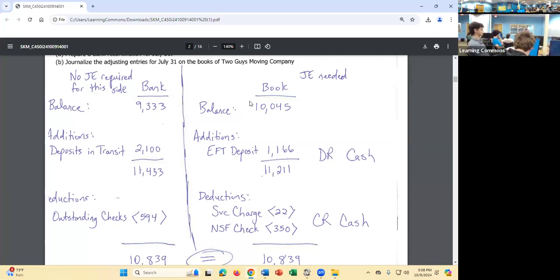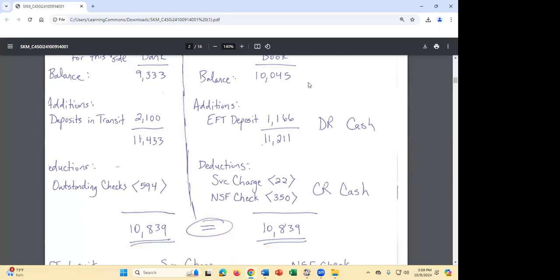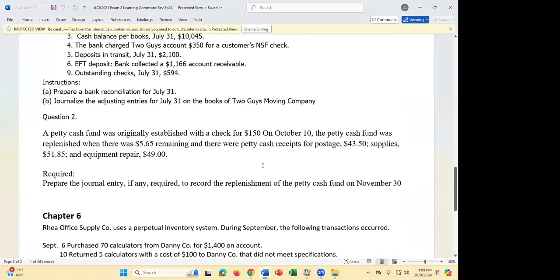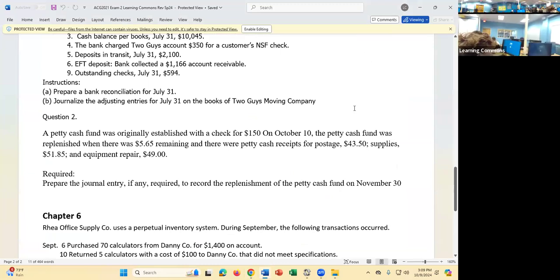Any questions on the bank reconciliation? The next one is talking about petty cash. So go ahead and take just a minute. I have a question. Go ahead and look at that petty cash one.